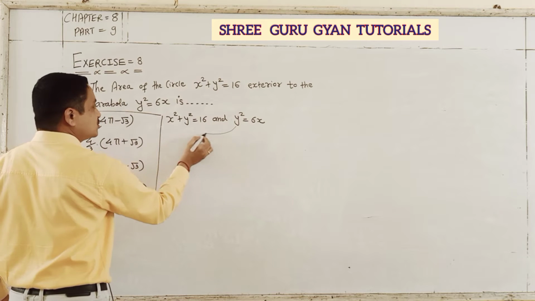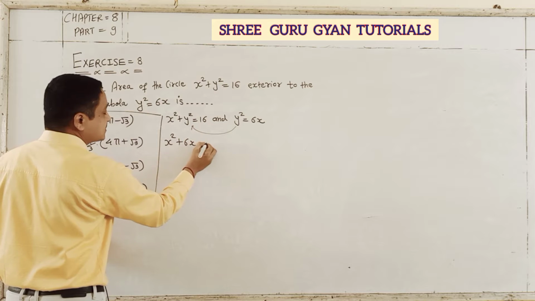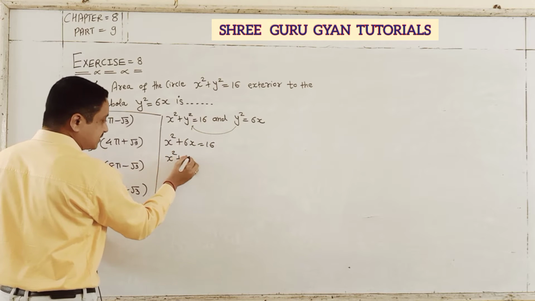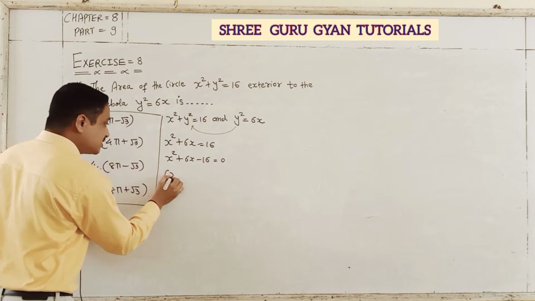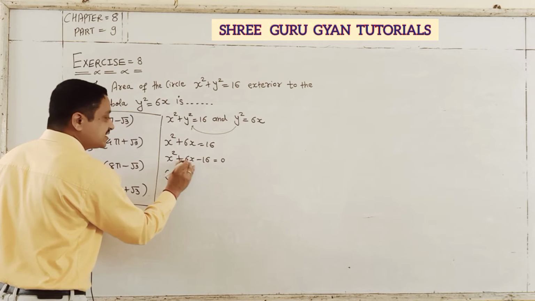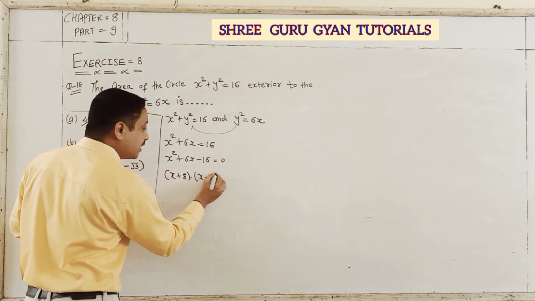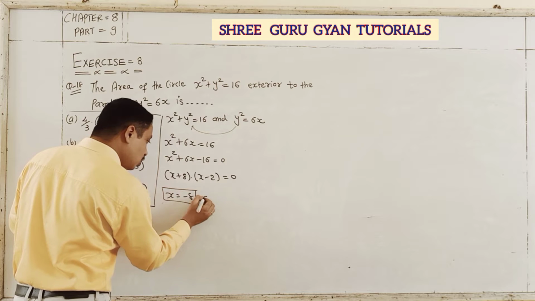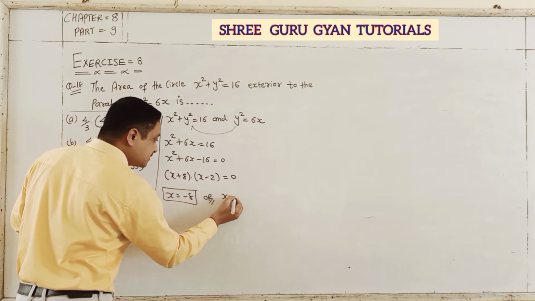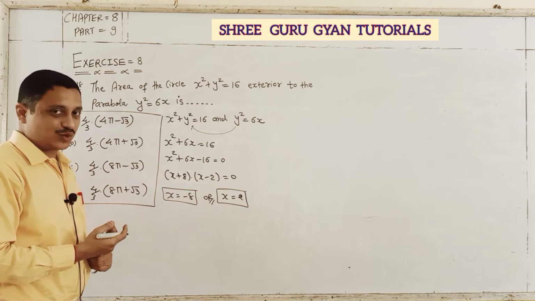Putting this y square down here, so x square plus 6x, so x square plus 6x minus 16. Make it splitting: factors of 16 and 6, yes, 8 and 2, plus 8 and minus 2. So you will get x is equal to minus 8 or x is equal to 2.